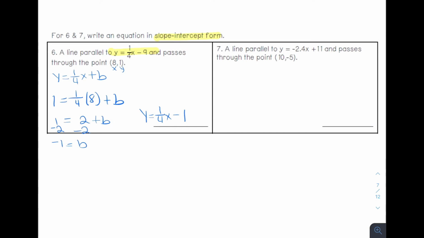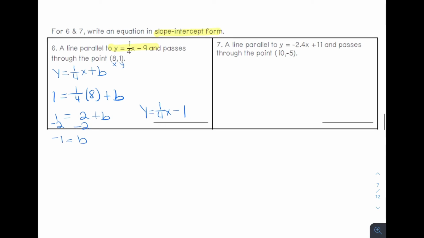So we know that our slope has to be the same, so we use 1 over 4. That's our slope. And the y-intercept, since it wasn't given to us like previous times, we have to find it by plugging it in into our slope-intercept form. Okay, so if they give you a point, you plug those 2 values into your x and y and just solve for b. Whatever you get for b will be your y-intercept, okay?